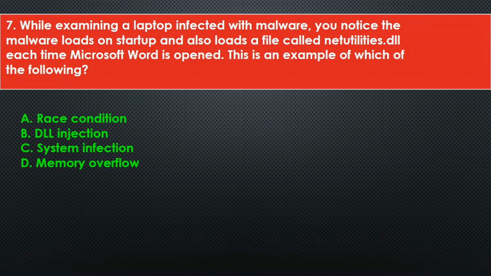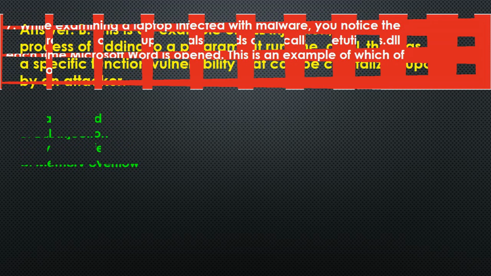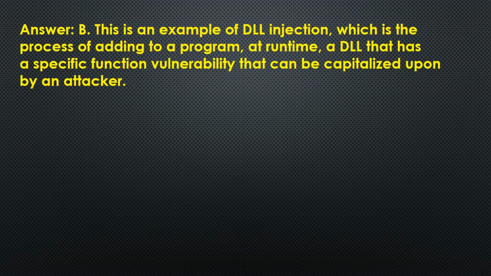7. While examining a laptop infected with malware, you notice the malware loads on startup and also loads a file called netutilities.dll each time Microsoft Word is opened. This is an example of which of the following: A. Race condition. B. DLL injection. C. System infection. D. Memory overflow. Answer: B. This is an example of DLL injection, which is the process of adding to a program, at runtime, a DLL that has a specific function. Vulnerability that can be capitalized upon by an attacker.